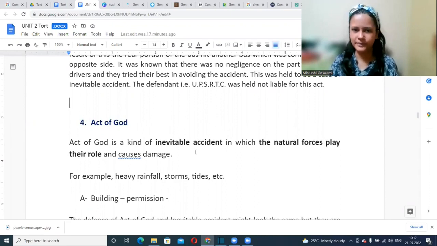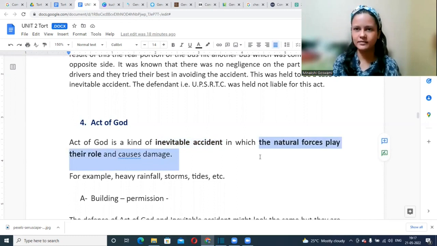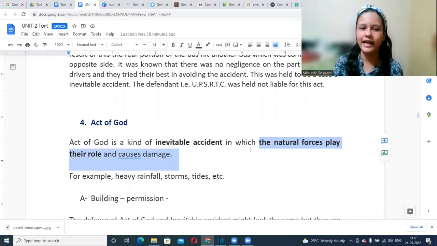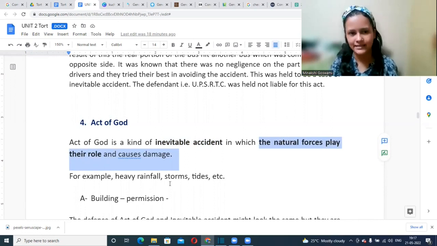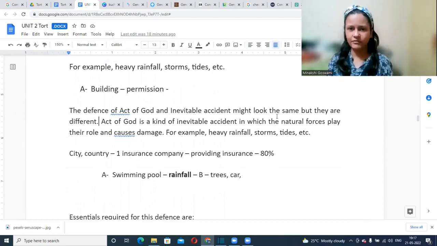So act of God is nothing but, yes, also a kind of inevitable accident. But in inevitable accident, humans were playing a part. In act of God, it is nature that is playing its role. Nature has done something that goes out of our control, like heavy rainfall, storms, tides, etc. They look similar, but in inevitable accident a human is playing its part, while in act of God it is nature.